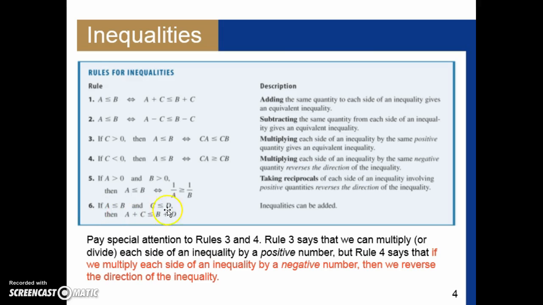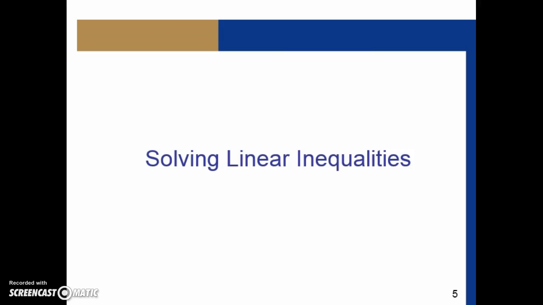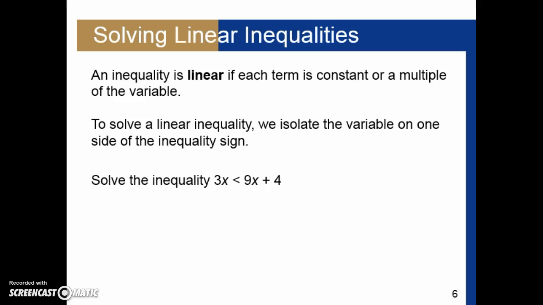So again, if the relationship between A and B and C and D are as given here, then if I add the two smaller values together and then add the two larger values together, then that inequality is unaffected. It will still be as it began. So those are just some properties or rules of inequalities that we can count on. So let's solve some linear inequalities.